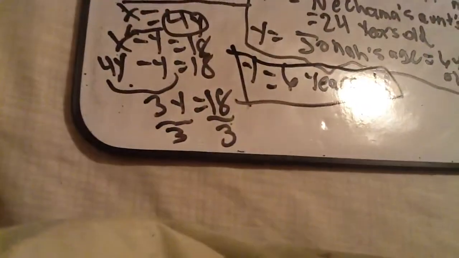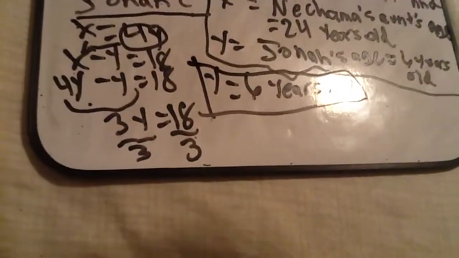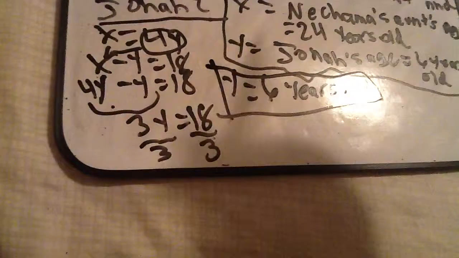So it's going to be 3y equals 18, divided by 3, and then y equals 6 years old. And that's correct because Jonah's age is 6 years, so that works automatically.